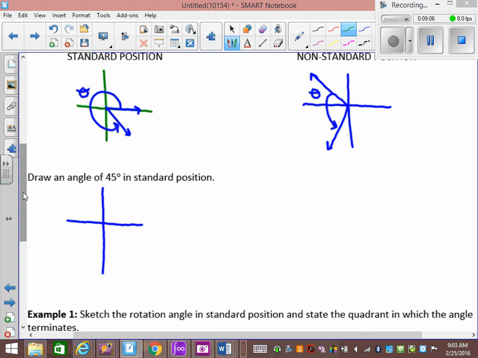So very first thing I always do when I have to draw in standard position, first thing I'm going to do is make sure my phones are all away. So every single person's phone that I can see out needs to go away.